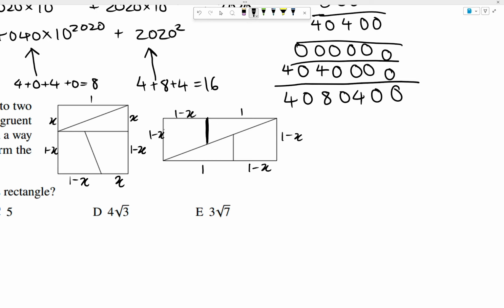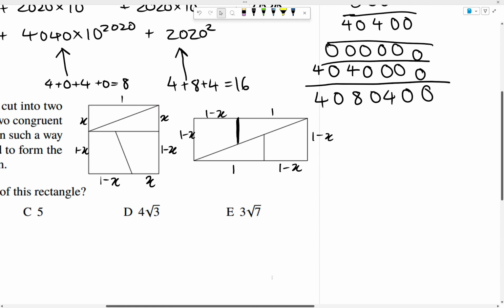So we do need to find out what the value of x is to find out what the question is asking, which is the perimeter of the rectangle. Yes, the perimeter of the rectangle. So I think we're going to have to use Pythagoras for this. Can we use Pythagoras?